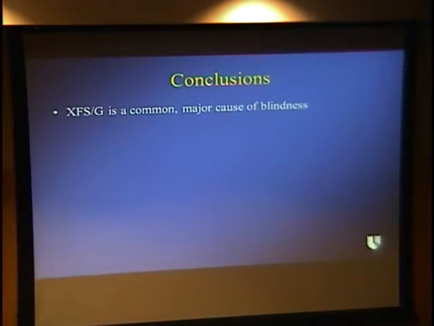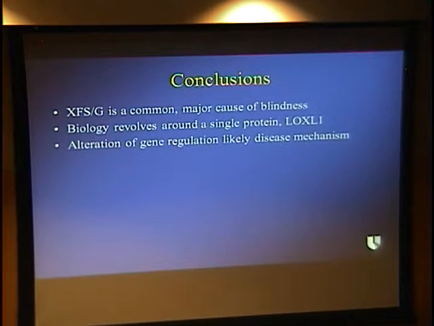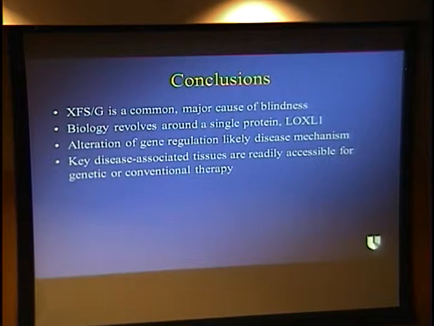So in conclusion, we know that XFG is common. It's a major cause of blindness. The biology revolves around LOXL1. Alteration of gene regulation is largely responsible. And the key disease tissues are, in fact, readily accessible and amenable to genetic and conventional therapy.